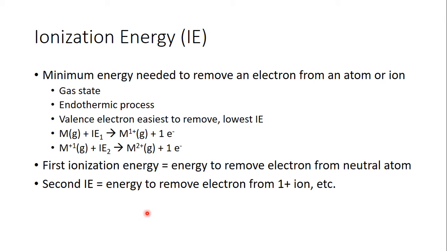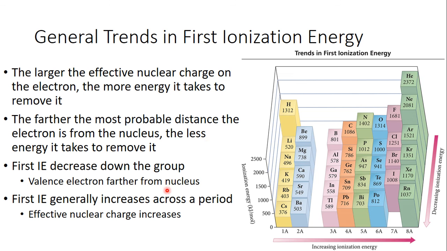And when we talk about ionization energies, we have first ionization energy, second, third, fourth, etc. And it's just talking about the number of electrons you have removed. So the first ionization energy is your first electron, second is the second. And the more electrons you remove, the more energy it will take.